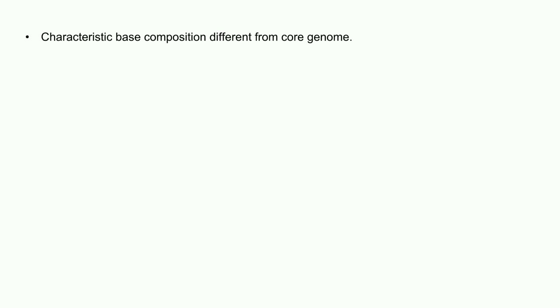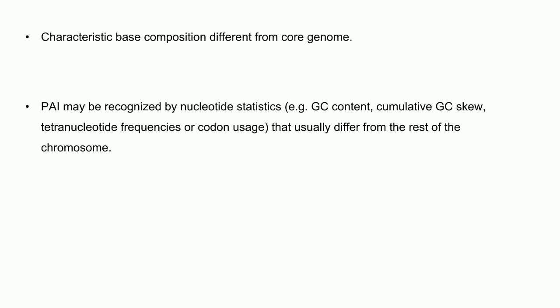So now to summarize the pathogenicity island, there is a characteristic base composition difference, that is higher GC content from that of the core genome. The PAIs can thus be recognized by nucleotide statistics, that is the cumulative GC skew of the tetranucleotide frequencies and codon usage will usually differ from the rest of the chromosome, and they are mainly inserted adjacent to the tRNA gene.